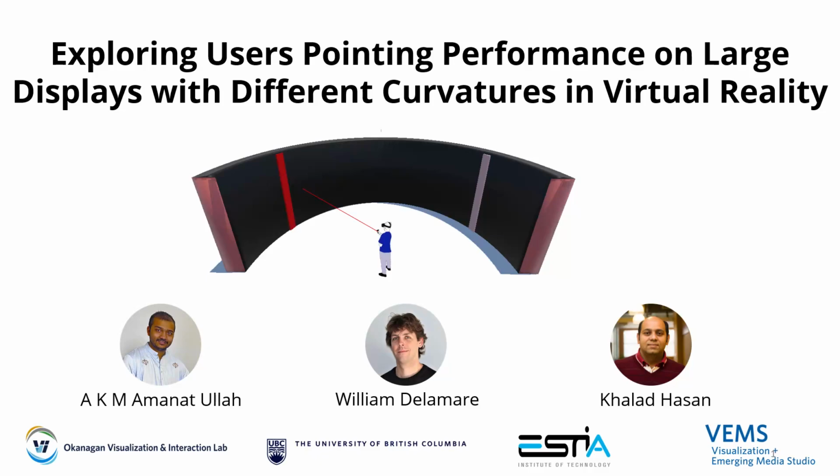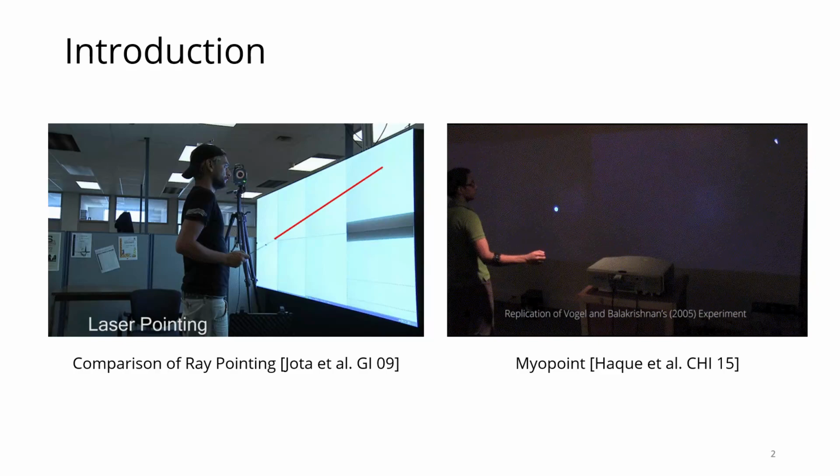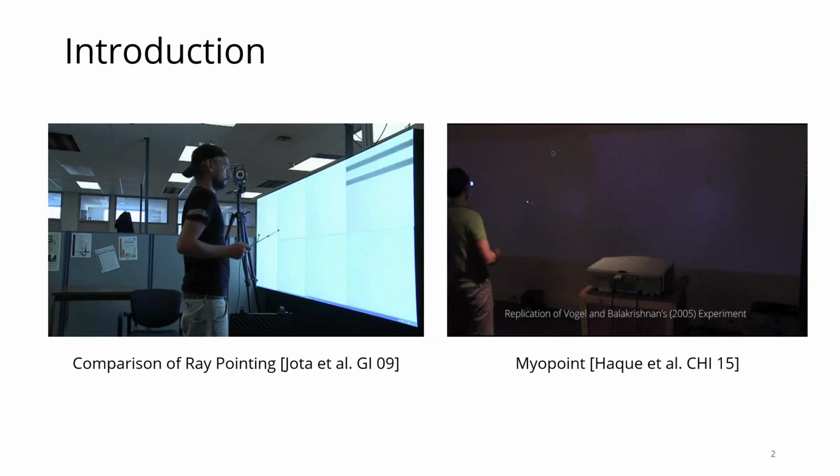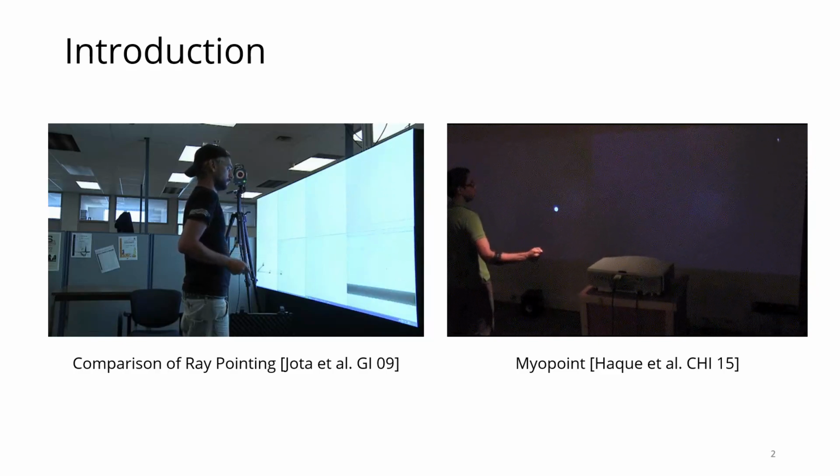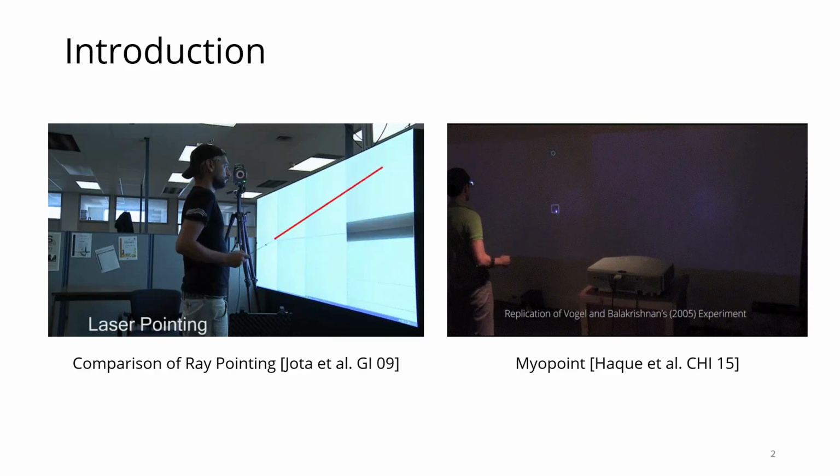My name is A.K.M. Amanatullah and I am a student of the University of British Columbia, Okanagan campus. My co-authors are Dr. William Delamere and Dr. Khalad Hasan. And today I'm going to present our work on exploring user pointing performance on large displays with different curvatures in virtual reality. As you all might know, large displays are popular for data visualization, collaboration, and entertainment purposes.